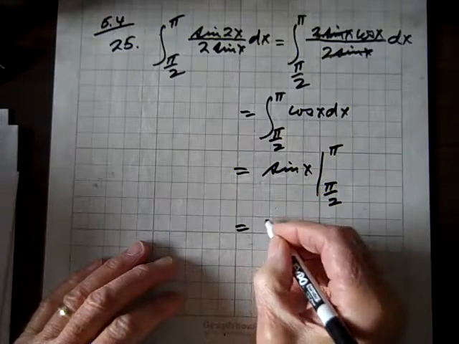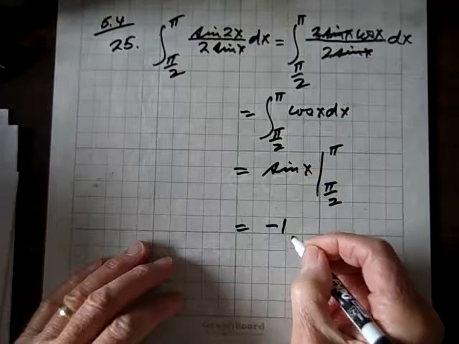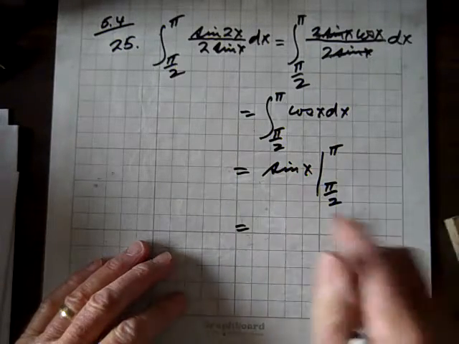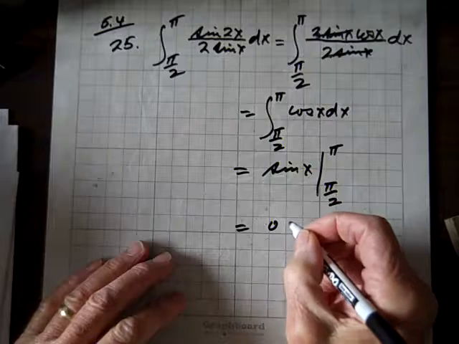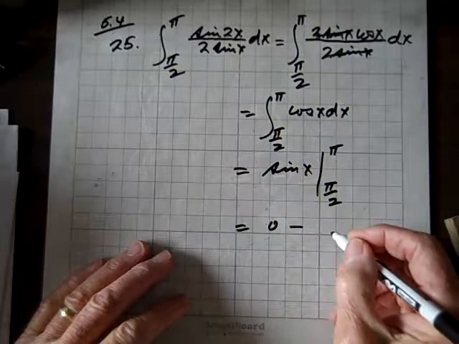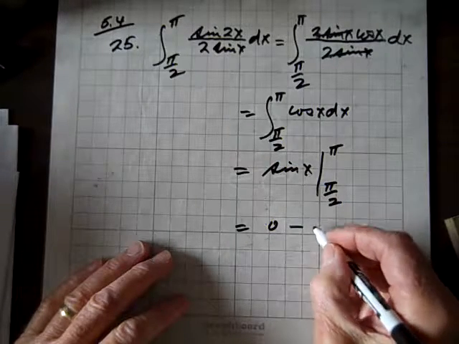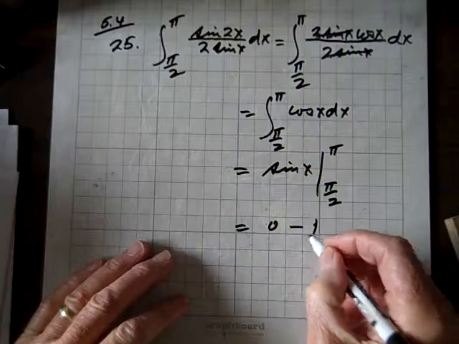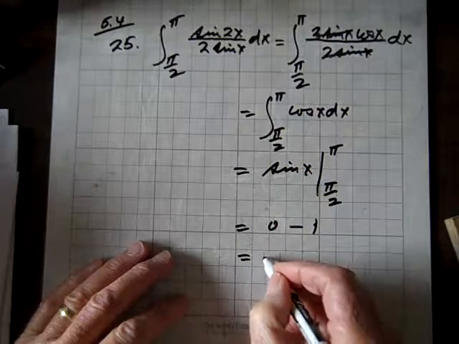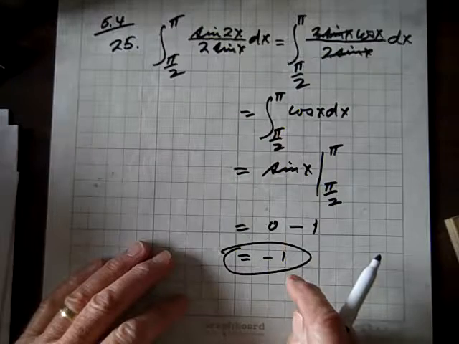And sine of pi is -1. I beg your pardon, it is not, it's 0. Excuse me. Sine of pi is 0, and then minus the sine of pi over 2, and the sine of pi over 2 is 1, and 0 minus 1 is -1, and that's our value.